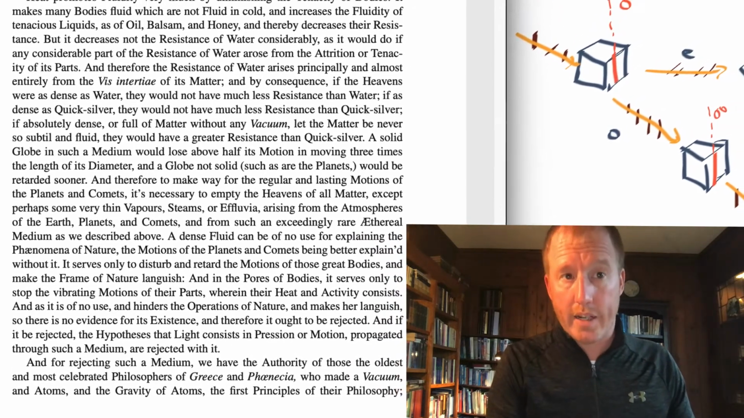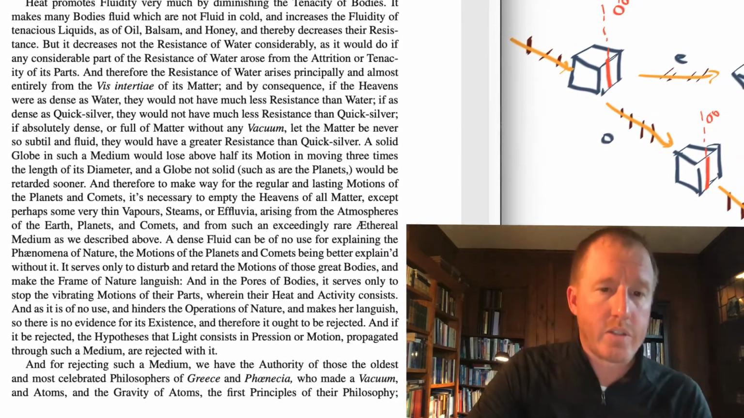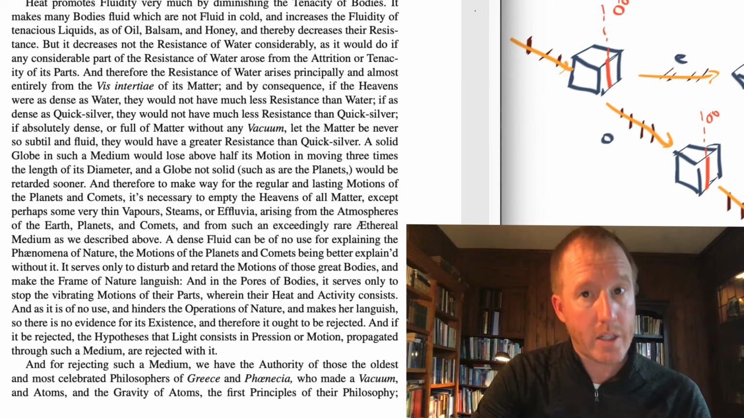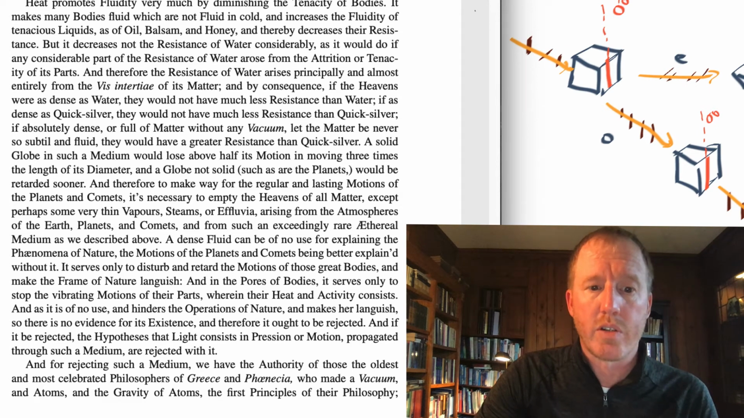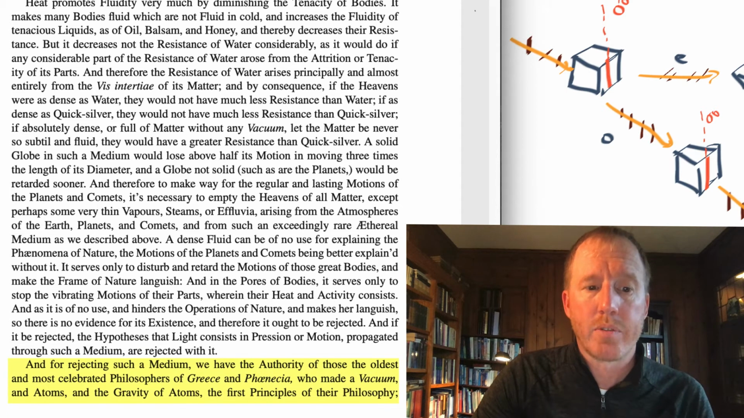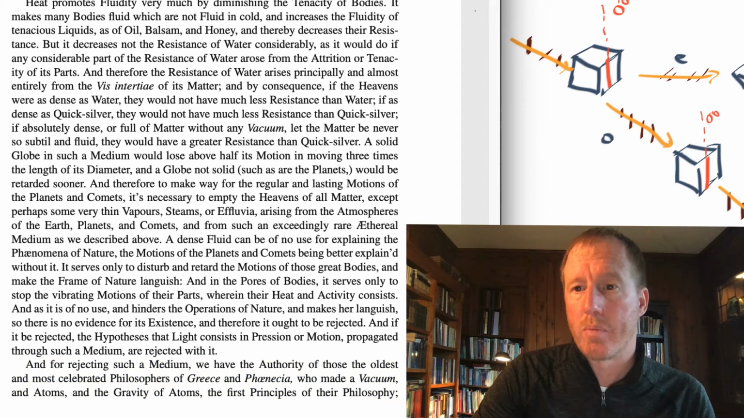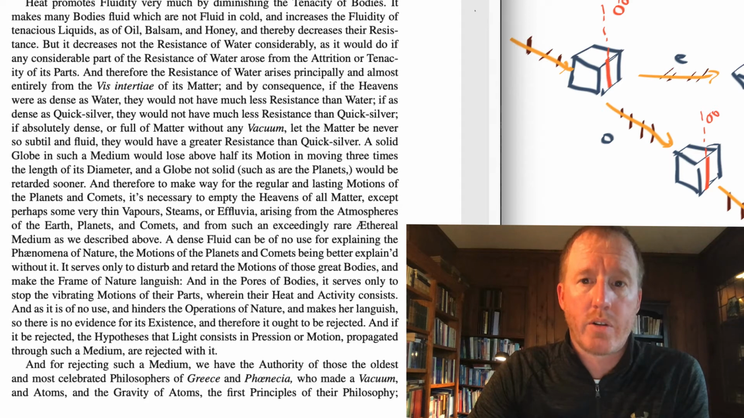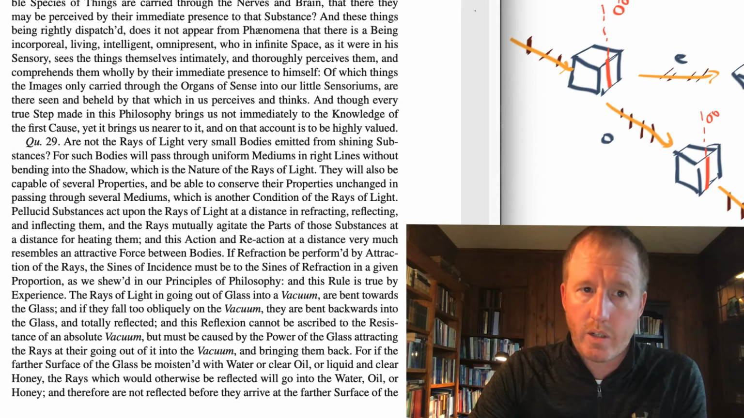And then what he does next at the bottom of page 216 is he cites the work of the ancients. So he mentions here the ancients, such as, he doesn't mention Democritus by name, but that's what he's talking about here. He says, the philosophers of Greece and Phoenicia, who made a vacuum and atoms and the gravity of atoms the first principles of their philosophy. So according to people like Democritus, we see things around us like desks and chairs and tables and people and animals, and they look like desks and chairs and people and tables and animals, but really they're just comprised of atoms that are separated by void or vacuum. And that seems to be the approach that Newton is endorsing here.